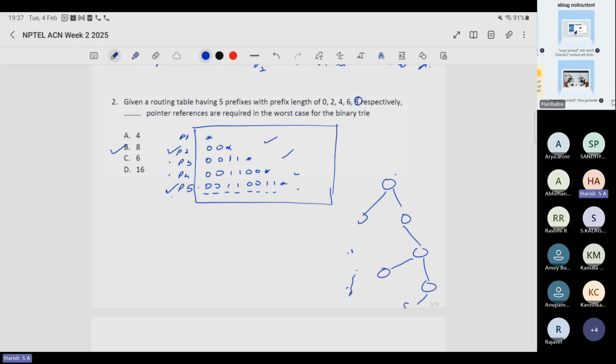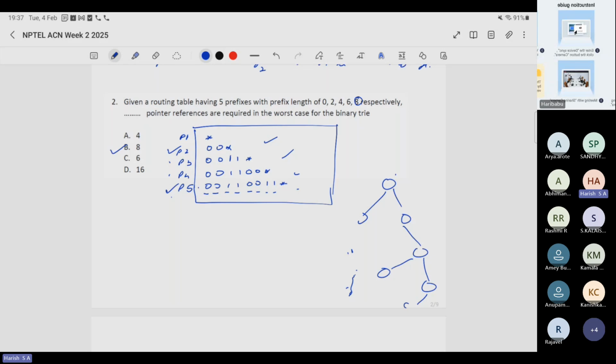Right. So is that clear? So basically, again, just to paraphrase what I just said, in the worst case scenario, all the prefixes have different lengths, and the binary trie would have to store all 5 prefixes at different levels of the trie. The number of pointer references required in this case would be equal to the number of levels in the trie.